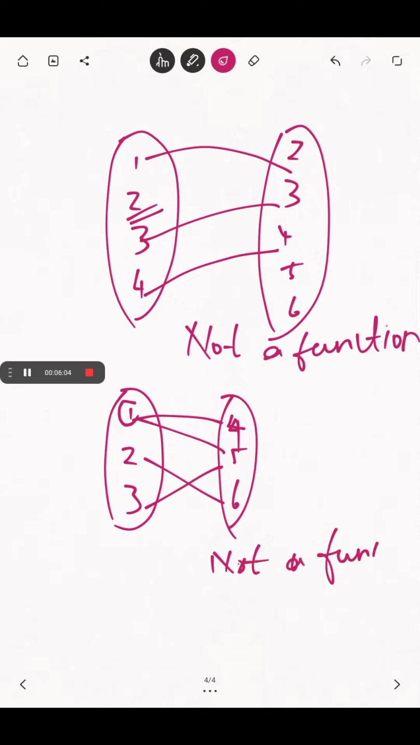I explained the vertical line test in the first video. To check whether a graph is a function or not, we use the vertical line test.